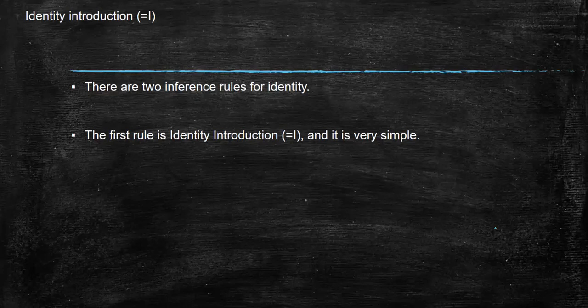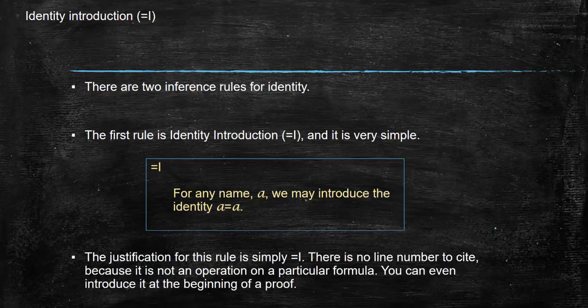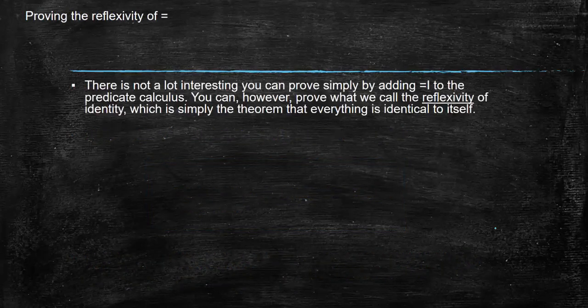The first rule is identity introduction, and it's very simple. Identity introduction just says that if you have any name, A, B, C, D, whatever, you can introduce the identity, A equals A, or B equals B, or C equals C. So the justification for this rule is simply identity introduction. That's all that we write. There's no line number to cite because it's not an operation on a particular formula. You can even introduce it at the beginning of a proof if you like. And we'll see this momentarily.